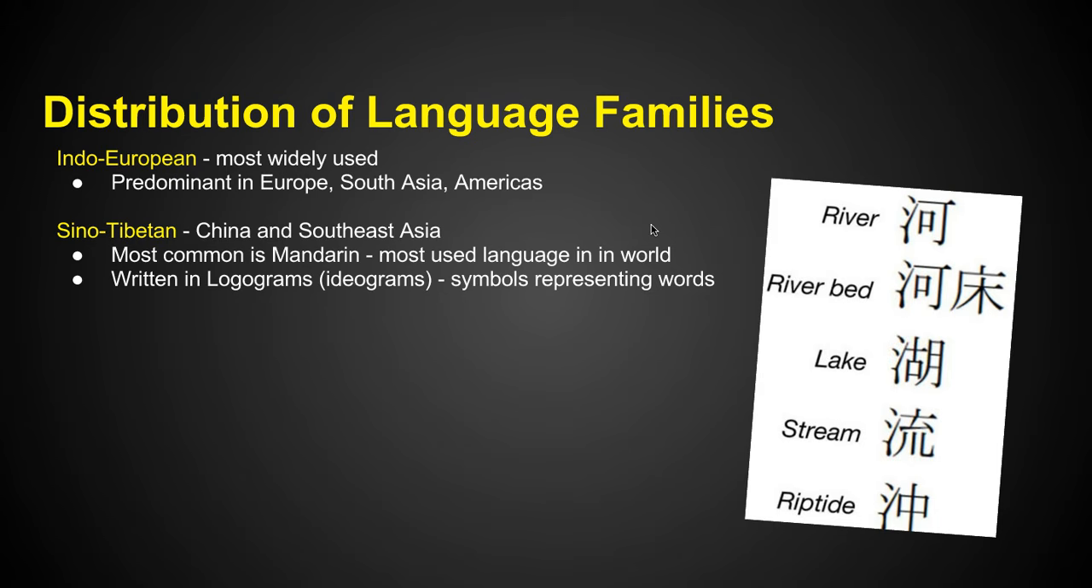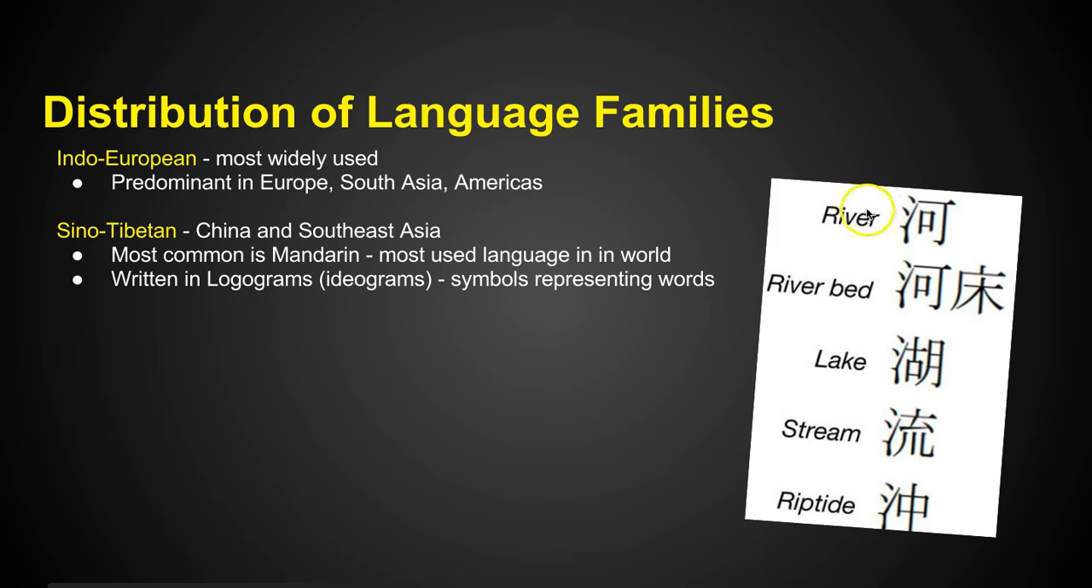We're seeing that predominantly in Europe, South Asia, and the Americas. The other one that's huge is the Sino-Tibetan, which is found in China and Southeast Asia. The most common one in the Sino-Tibetan is Mandarin. It is actually the most used language in the world. You think about the population of China. It's the largest population, and so many people there are speaking Mandarin.